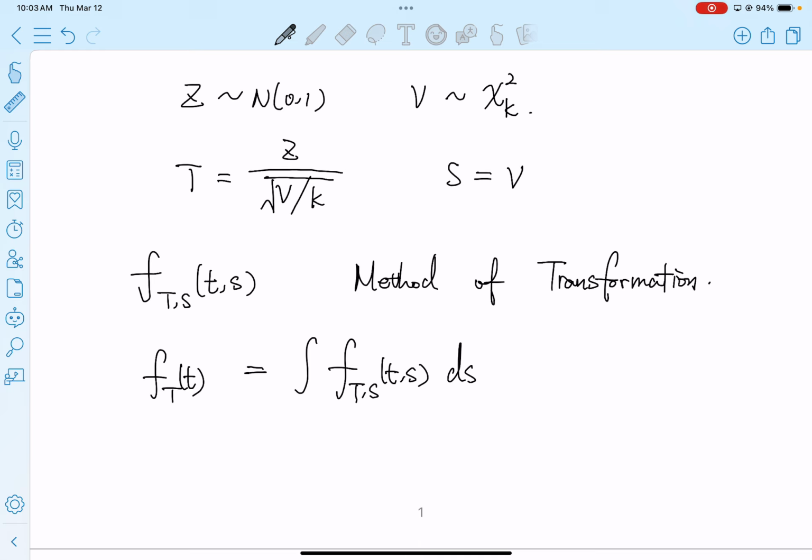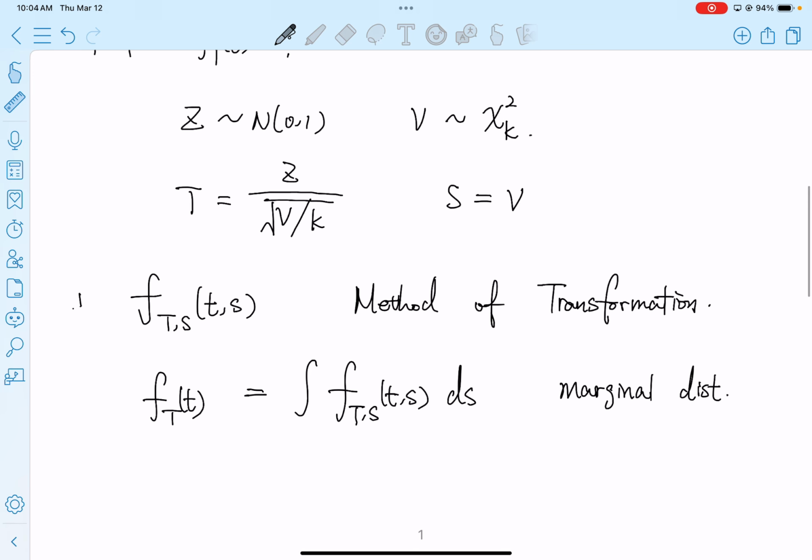Okay, so here you will obtain the marginal distribution. But in order to perform the second step, we need to use the method of transformation to get the joint in terms of T and S. What we have is only the standard normal and the chi-square random variable. What we need is first a joint distribution for the new transformed random variables, and then we take the marginalization to obtain a marginal distribution. So that will be our strategy here. This is step 1, this is step 2.